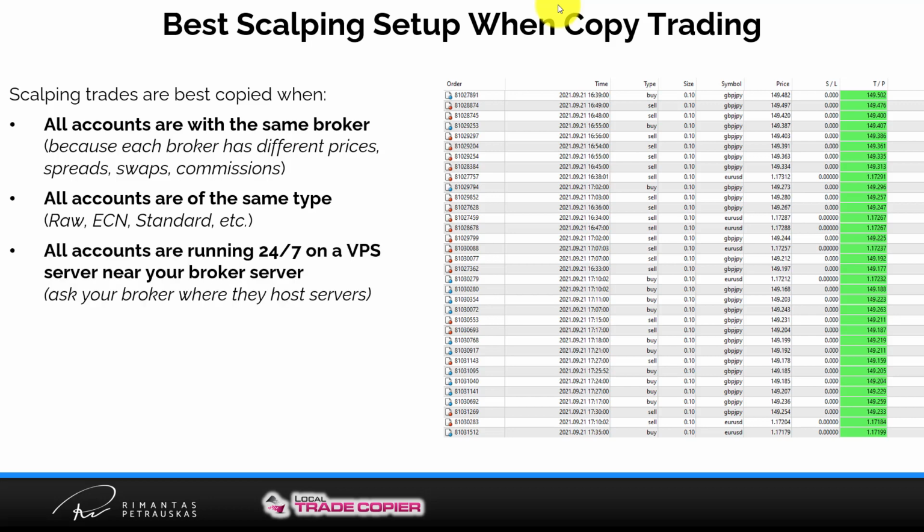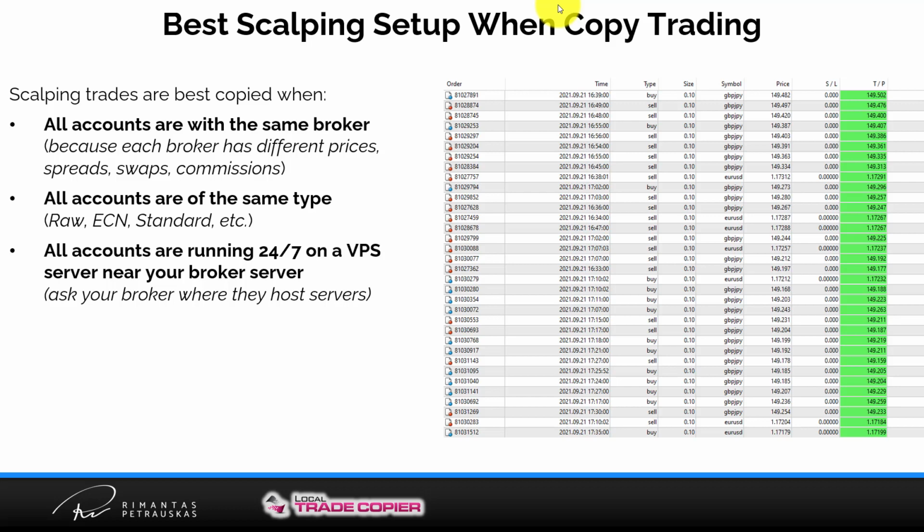Yeah. Another important thing is that all accounts are running 24/7. It's 24 hours a day and 7 days a week on a VPS server near your broker server. That's the main keyword, near your broker server. Ask your broker where they host servers. Imagine if your broker is hosting servers in New York, like IC Markets does, for example, and you get a VPS somewhere in Asia or even in Europe, there will be more than 100 millisecond latency.